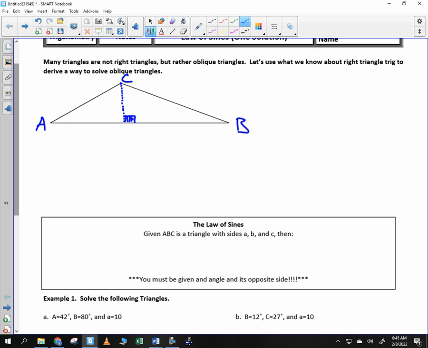So what I'm going to do is I'm going to make a triangle. And I don't have a right triangle, so I'm going to make a right triangle. I'm just going to drop this side right here and make a right angle. And we're going to call that side H. H for height.